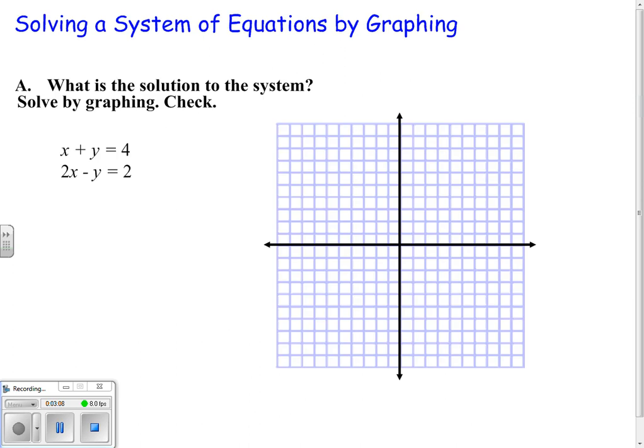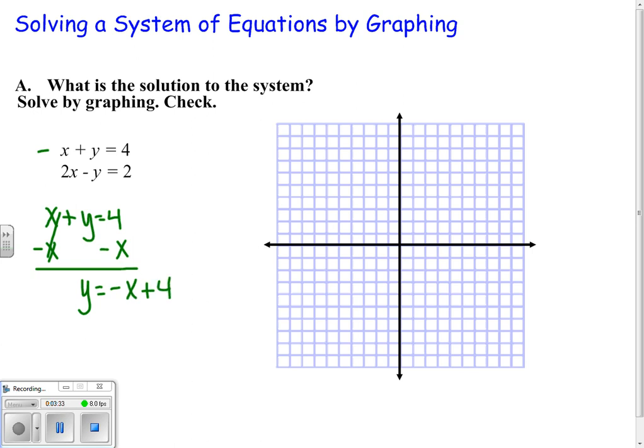So the first set of examples. What is the solution to the system solved by graphing and check? You're going to have to graph each line separately and see what's going on. I'll do this one in green so you can see the difference. x plus y equals 4 is not ready to be graphed. You have to solve it for y to be able to graph it. Subtracting x from both sides gives me y equals negative x plus 4.